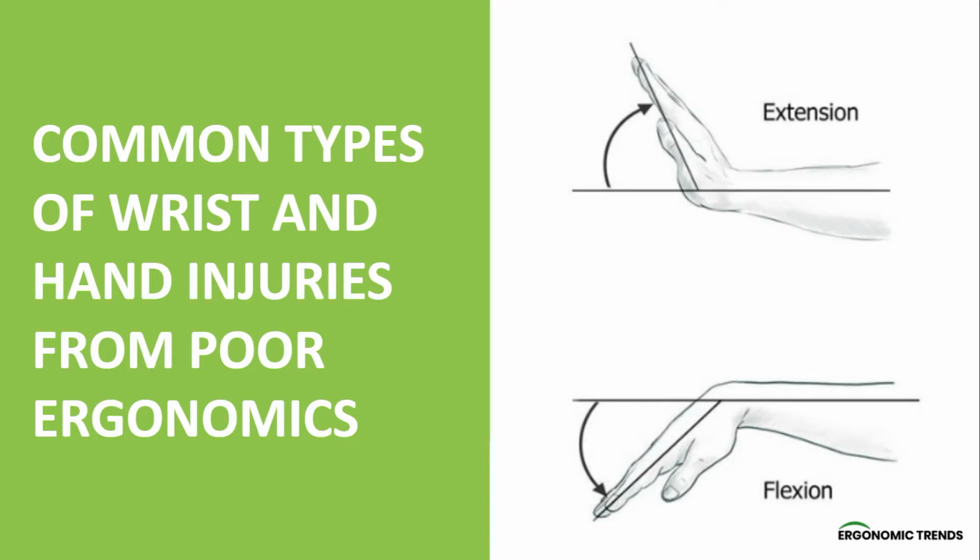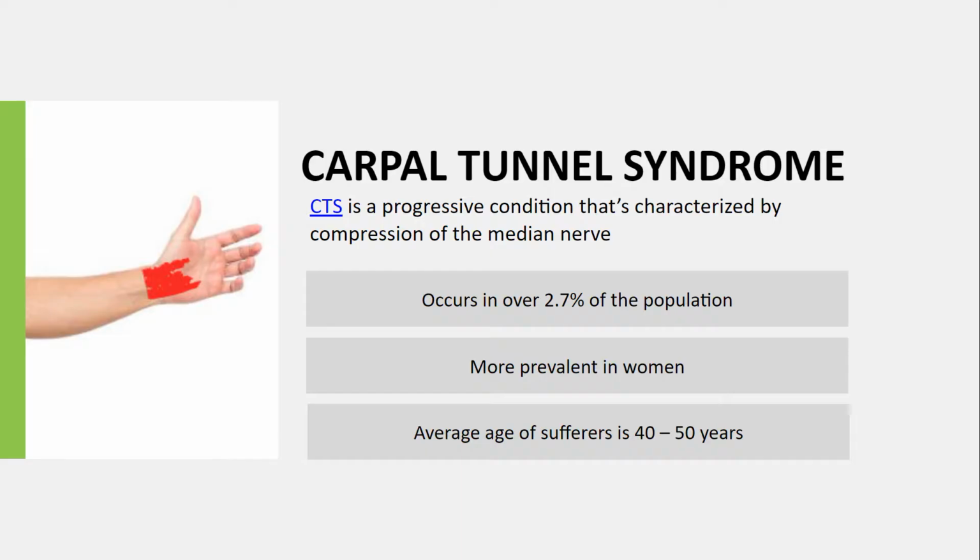Now let's look at the most common types of wrist and hand injuries that can result from poor ergonomics. This is a section you want to pay special attention to. And as always, consult a doctor if you feel like you have one of these symptoms.